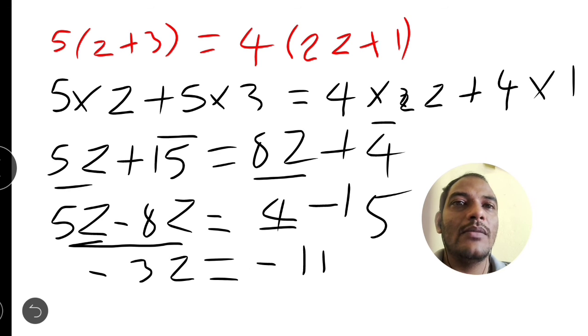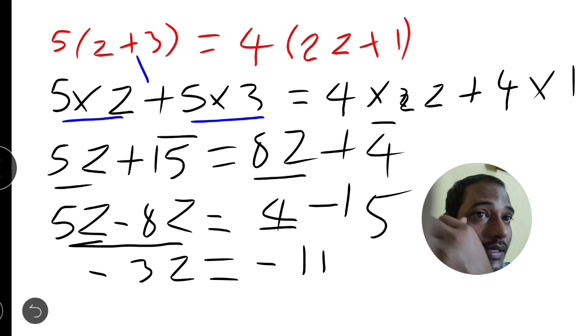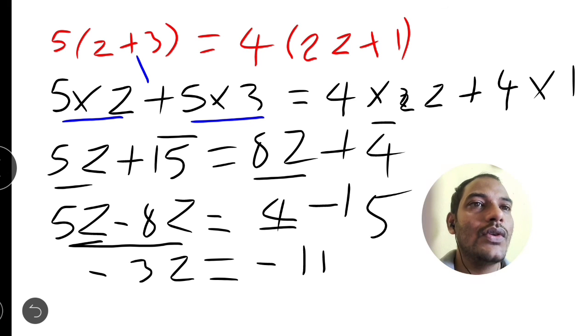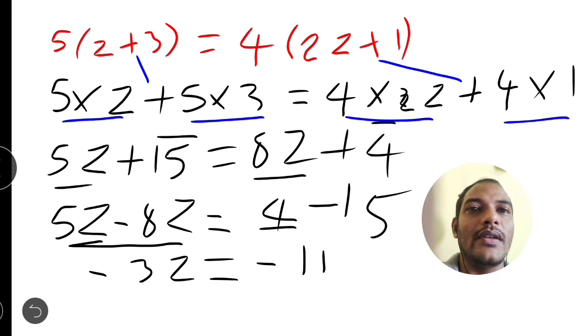See, first I multiplied 5 into z, 5 into z plus 5 into 3. So here what is the symbol? Plus. So plus symbol will come as it is. Next, 4 into 2z. So here plus symbol, so it will come as it is. So 4 into 1. 5 into z is 5z and 5 3s are 15. 4 into 2z is 8z plus 4 into 1 is 4.